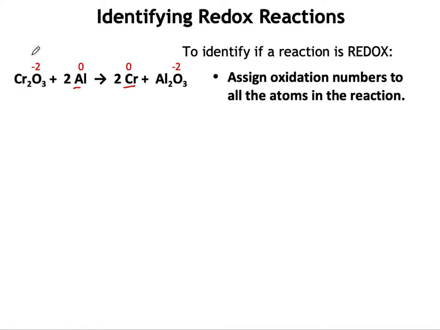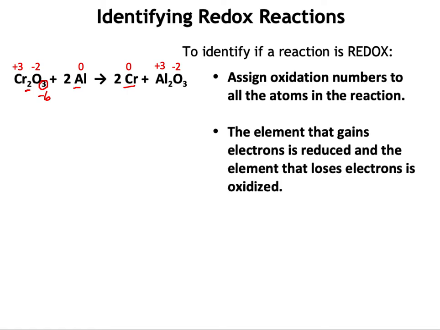Oxygen here is -2, but we have 3 of them, which means in total we have a -6 charge, and we have 2 chromiums to balance that -6 charge, which means that each chromium is +3. Same thing over here, right? Each oxygen is -2. We have 3 of them, so -6 charge in total, which means each aluminum is +3. So we've written all the oxidation numbers.